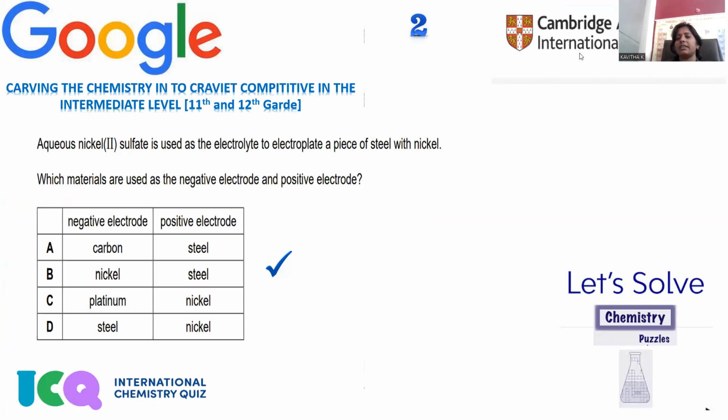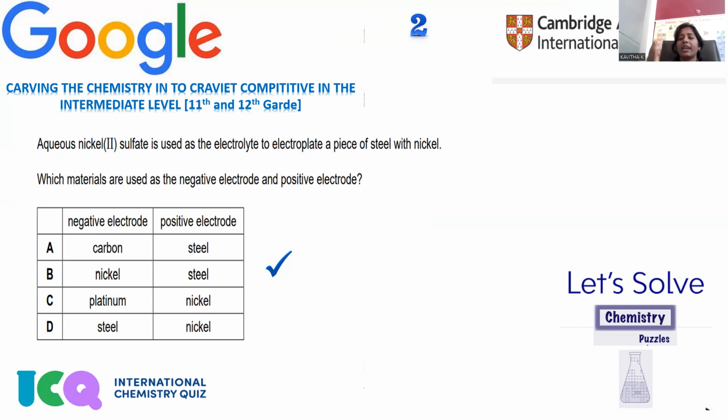So moving on to question number 2. Question number 2 is collected from Cambridge Assessment International Education. Aqueous nickel(II) sulfate is used as the electrolyte to electroplate a piece of steel with nickel. Which materials are used as the negative electrode and the positive electrode? First of all, let me explain what is meant by the technique called electroplating.